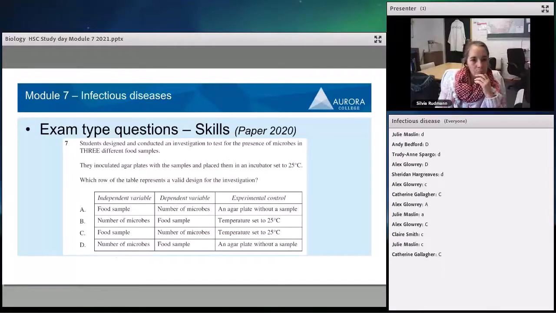Right, another one. Again of skills, right? Students design, this is from the paper last year as well. Students design or conduct an investigation to test for the presence of microbes in 3 different food samples. This is an experiment that you actually did in your schools, right? Testing for microbes in foods. They inoculated agar plates with the samples and incubated. Which row of the table represents a valid design, again on design, for the investigation?